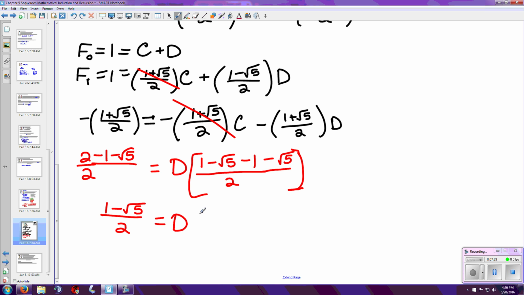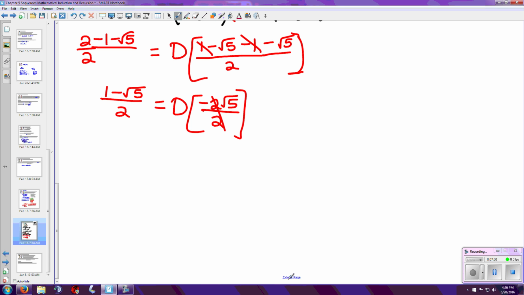So if we go ahead and simplify best we can, we have 1 minus square root 5 over 2 equals d times 1 minus 1 is 0. This is minus 2 square root 5 over 2, which is just negative square root 5. So we know that d equals 1 minus square root 5 over 2 divided by the negative square root of 5. So it's the same thing as multiplying by 1 over square root 5. Again, that's negative, so I'm just going to pull that negative out front for now.